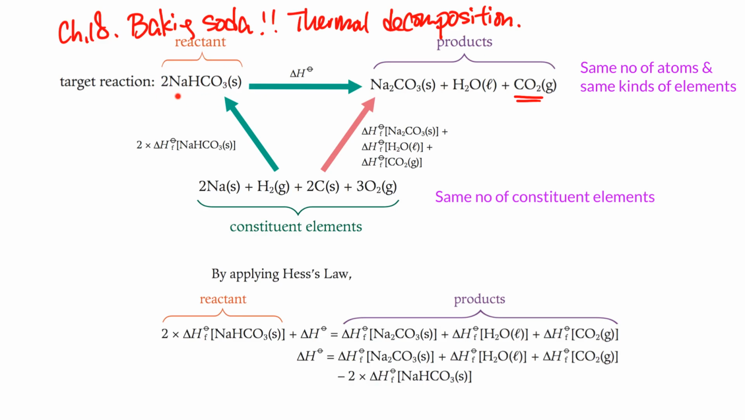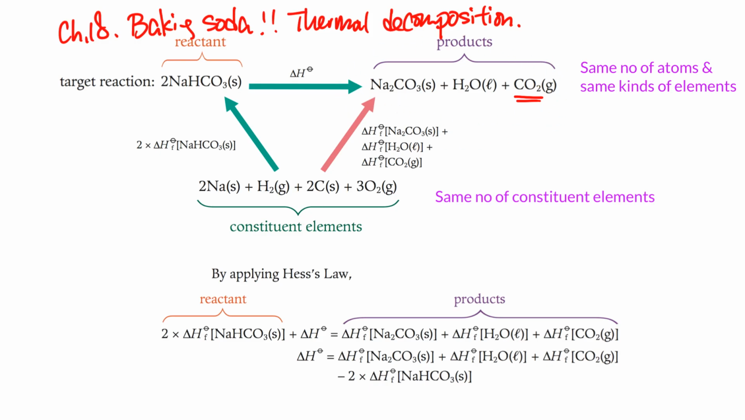For the reactants, we should have 2Na, 2H, 2C, and 6O. If we write a formation equation, they must come from these constituent elements, which then form sodium hydrogen carbonate. These constituent elements are not only able to form this, but can also form sodium carbonate, water, and carbon dioxide. So these elements will be able to make these reactants, or make these products.